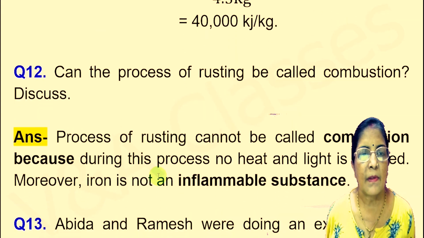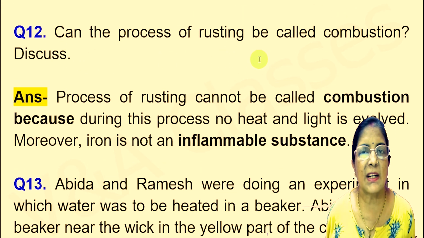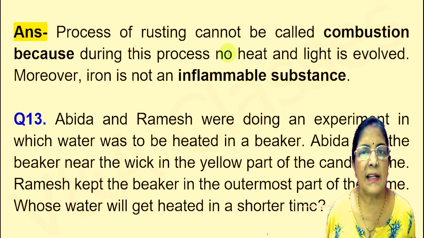Okay. Next question, can the process of rusting be called combustion? Discuss. Answer, the process of rusting cannot be called combustion because during this process no heat and light is evolved. Moreover, iron is not an inflammable substance.